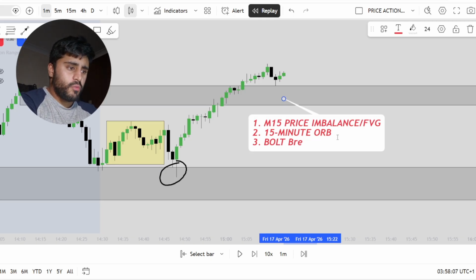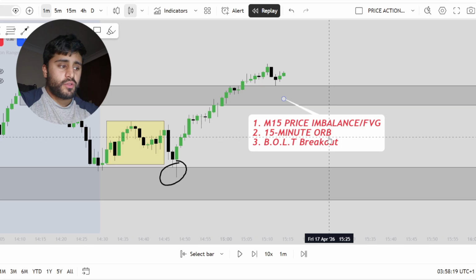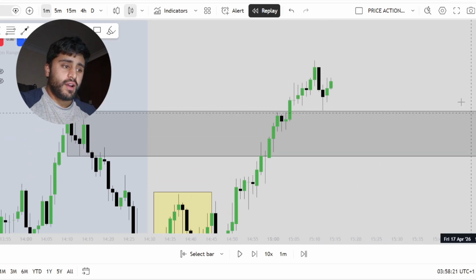breakout. The B.O.L.T breakout is an acronym that I've created recently to help traders understand how I trade, right? What B.O.L.T stands for, once again, is break, optimal retest, liquidity absorption, and then we pull the trigger. So we're going to be focusing specifically on the B.O.L.T breakout blueprint.